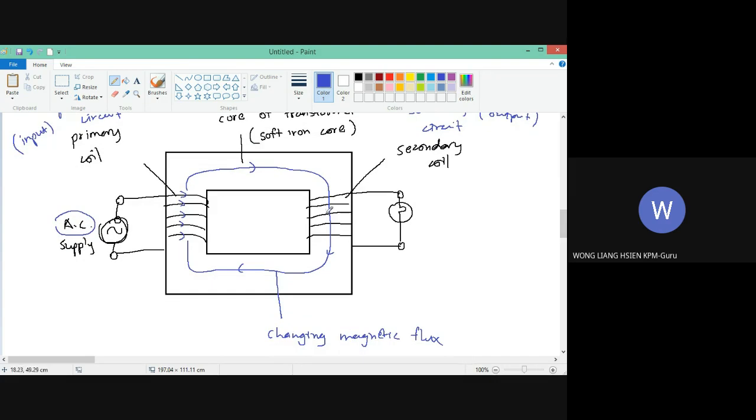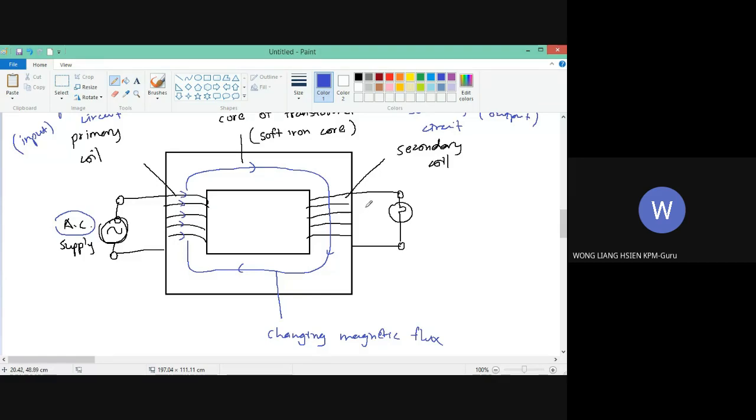So the induced EMF in the secondary coil will also be alternating current. The induced current in the secondary coil will also be alternating current because the magnetic flux keeps on changing direction. If the magnetic flux keeps on changing direction, that means the direction of the induced EMF also keeps on changing direction in the secondary coil. So the current in the secondary coil is also alternating current.